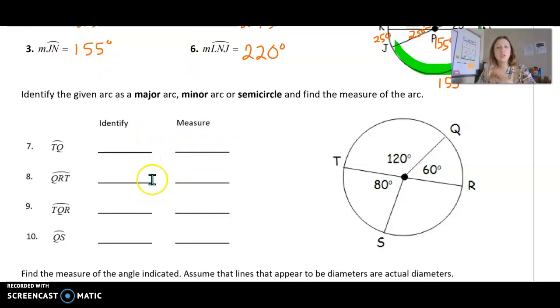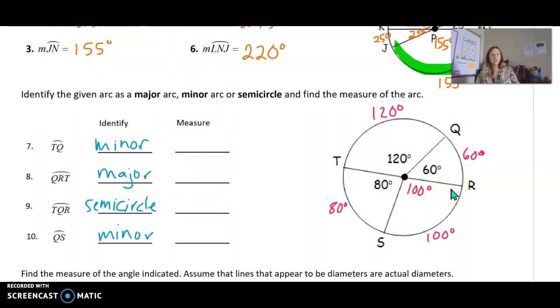So take a moment to fill these in, pause your recording, and then when you unpause it, you can check your work. Okay, guys, first check to see that you've identified the arcs correctly. Minor, major, semicircle, and the last one was minor. Remember, 2 letters means a minor arc. I don't even have to look at the picture to know it's going to be a minor arc.